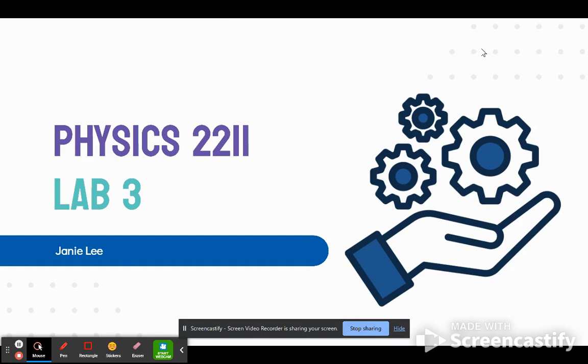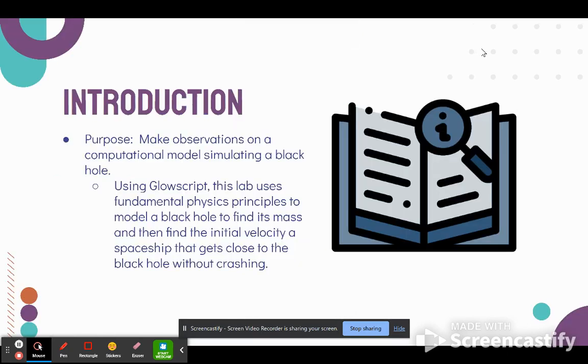Hi, this is Lab 3. So the purpose of this lab is to make observations on a computational model simulating a black hole. Using GlowScript, this lab uses fundamental physics principles to model a black hole to find its mass and then find the initial velocity of a spaceship that gets close to it without crashing.